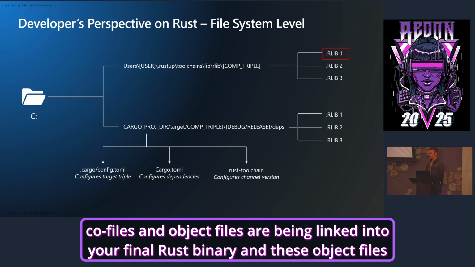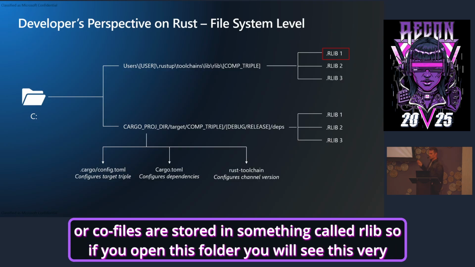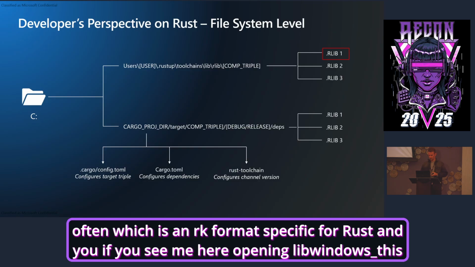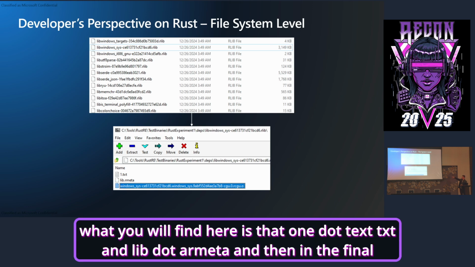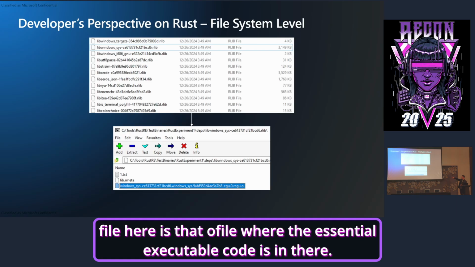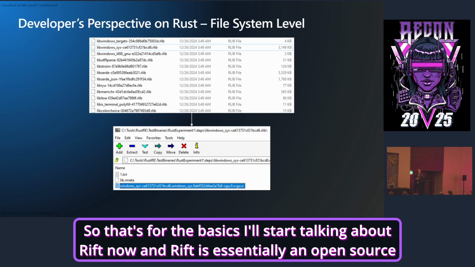And these object files or COFF files are stored in something called rlib. So if you open this folder, you will see this very often, which is an archive format specific for Rust. And if you see me here opening libwindows_sys, what you will find here is one.txt and lib.rmeta, and then in the final file here is that O file where the essential executable code is in there. So that's for the basics.